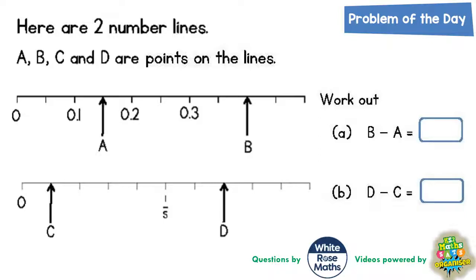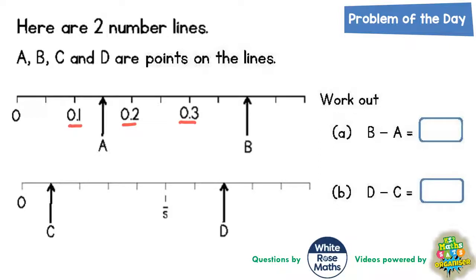Before we can do anything, we need to work out what each small gap on the number line is worth. So to do that, we'll look at the numbers we've been given already. So we've got 0.1, 0.2, 0.3. But between each one of those numbers, there's another gap. So the question is, what comes between 0.1 and 0.2?